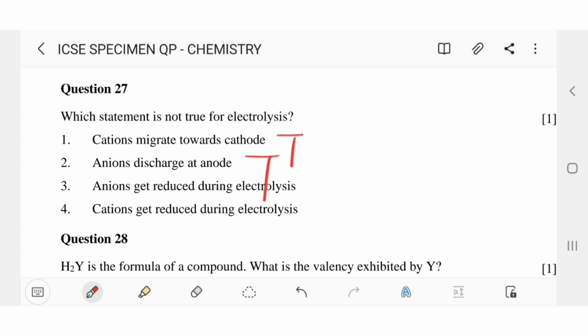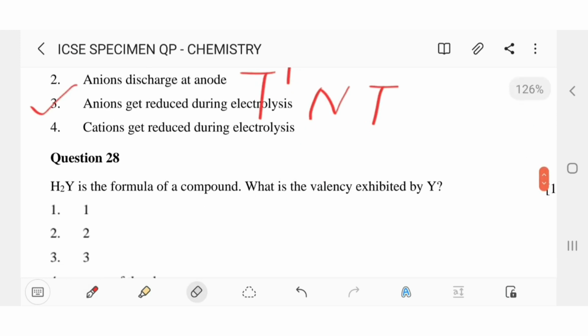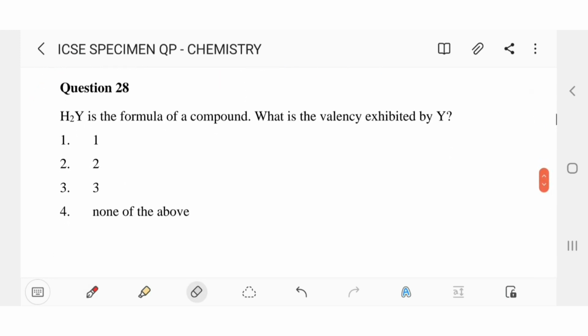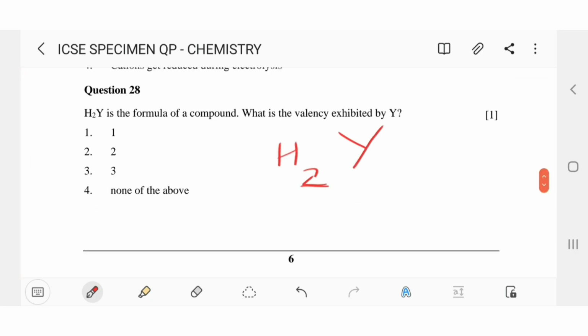Anions get reduced during electrolysis. False, not true. So this is the correct answer. Question number 28. H2Y is the formula of a compound. What is the valency exhibited by Y? Hence crisscross. Y's valency will be 2.